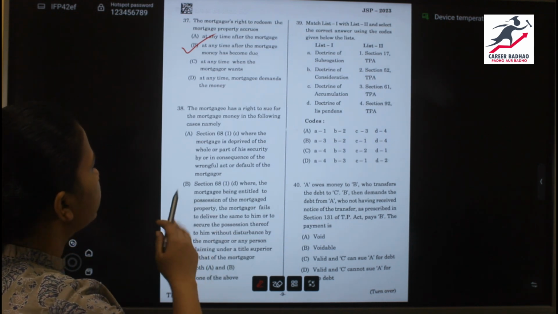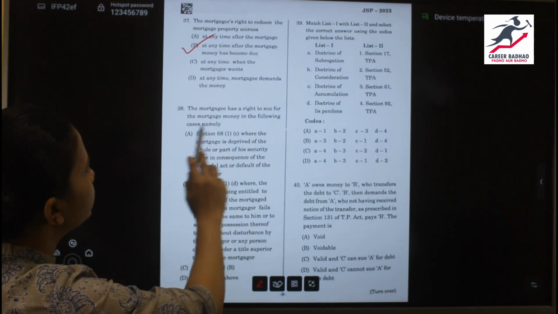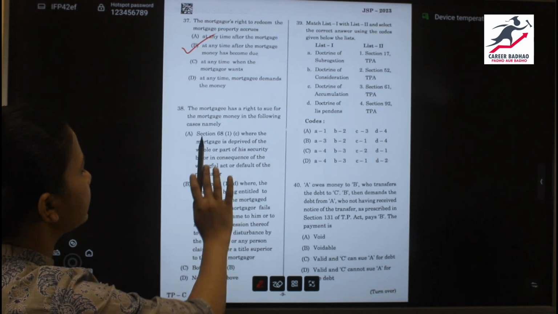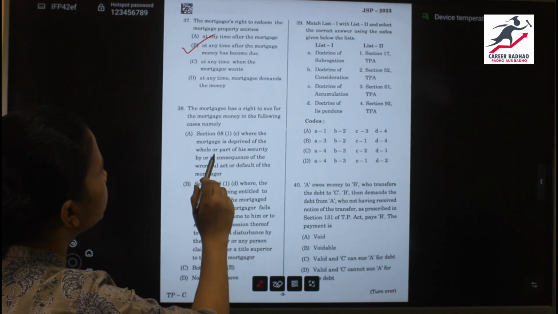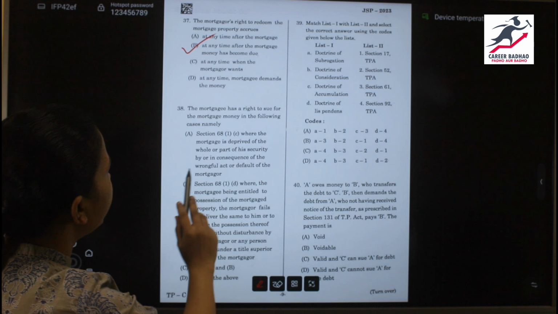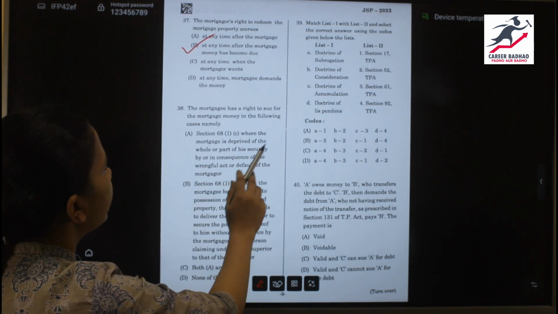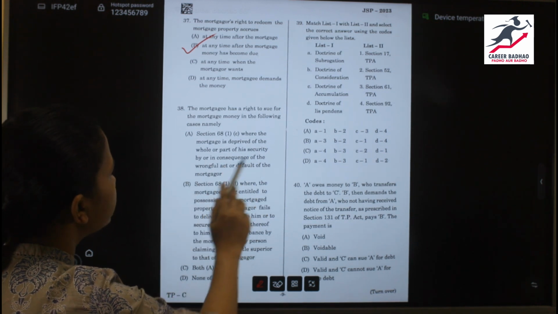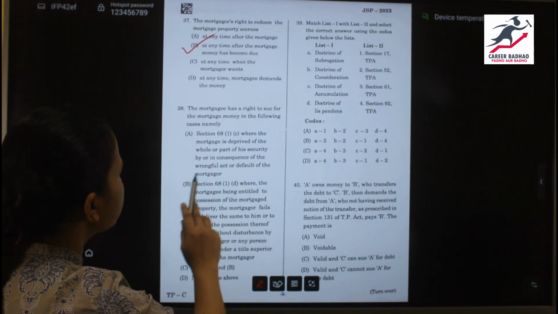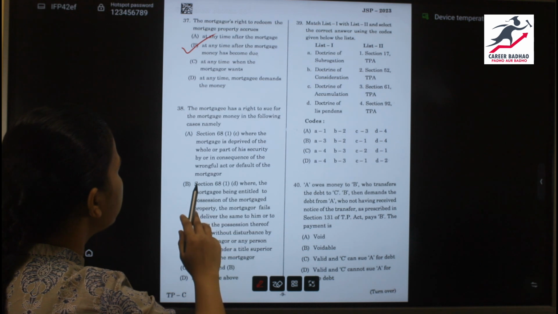Let's go to question number 38. The mortgagee has a right to sue for the mortgage money in the following cases. When can the mortgagee sue for mortgage money? Option number A, section 68(1) clause C, where the mortgagee is deprived of the whole or part of his security by or in consequence of the wrongful act or default of the mortgagor. Yes.